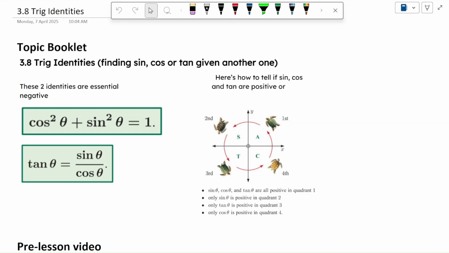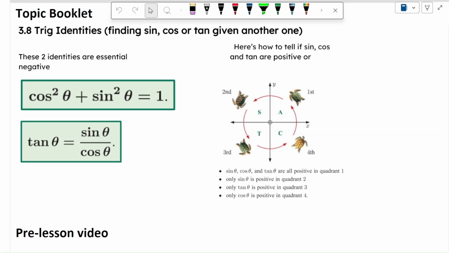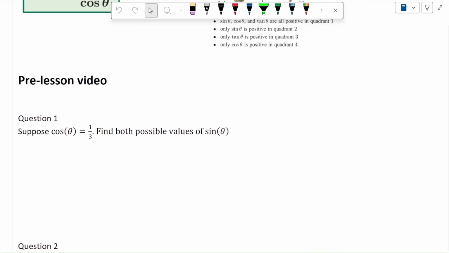Trig identities. Here are the two trig identities that we use currently. There are hundreds and hundreds of trig identities out there in the wild. These are just the two really important ones that we learn first. Okay, so suppose cos is a third. Find both possible values of sine.